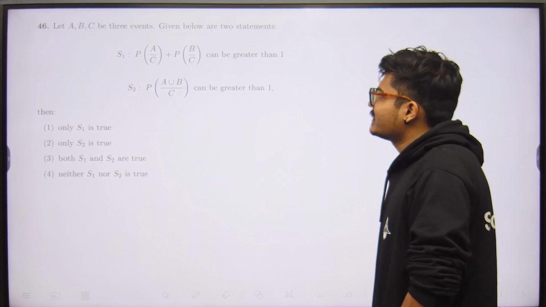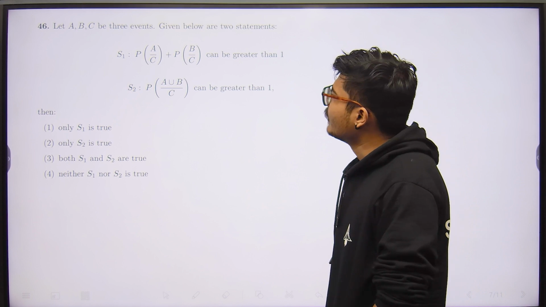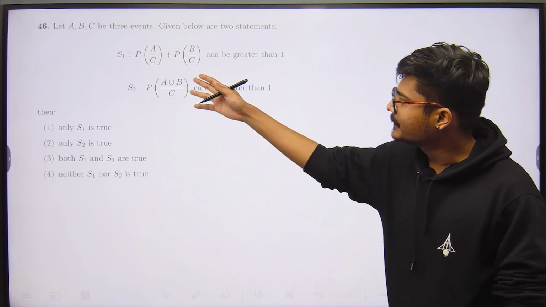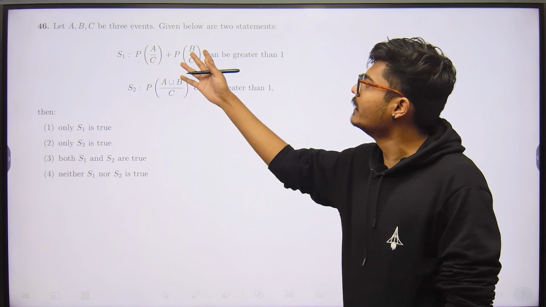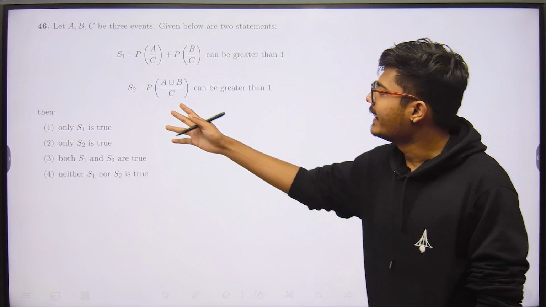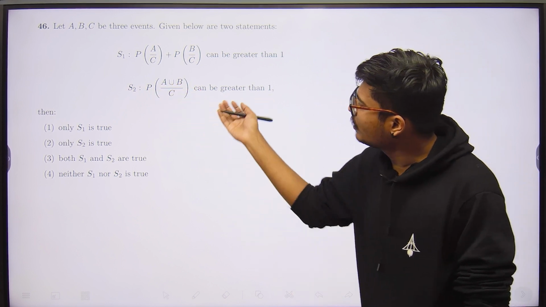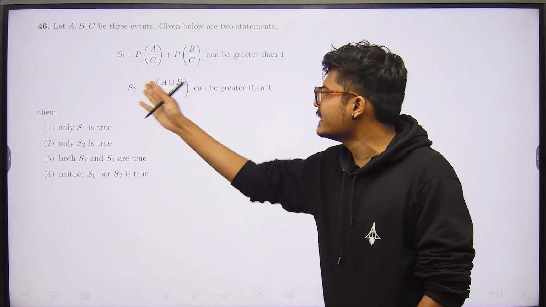Coming to question 46, let A, B, C be three events, then given below are two statements. So A by C is basically A given C, alright? Statement 1 is probability A given C plus probability B given C can be greater than 1. Statement 2 is probability A union B given C can be greater than 1. Now statement 2 you can directly see is going to be wrong, right?